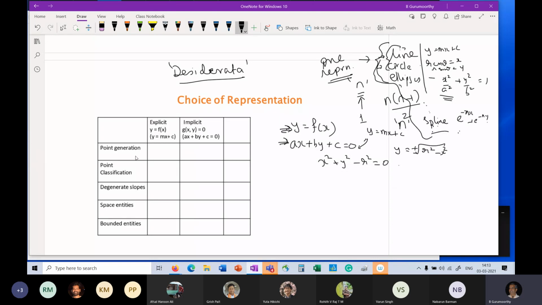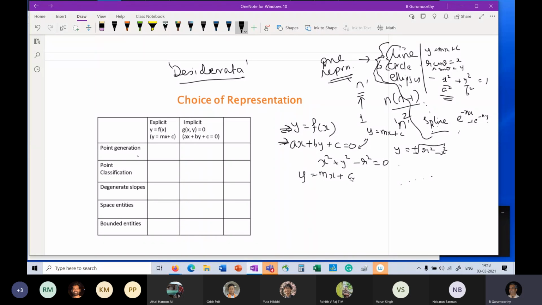Okay, point generation. Right. What we mean by point generation is that if you are given a representation of the object, in this case, y equals mx plus c, say, for instance, right? How easy is it for me to generate points on this line so that I can draw it very quickly? You know, when I say that, I mean a computer program.